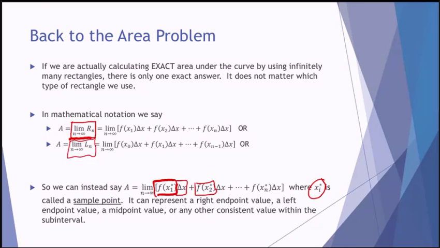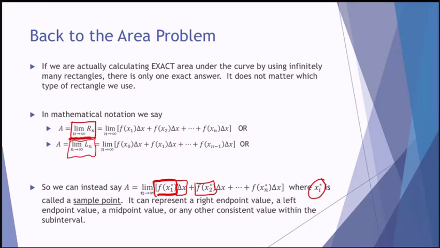Okay? We give this a name. We call that a sample point. So it can be the right endpoint value, a left endpoint value, any of them at all. So this is the notation that we're going to start using if we want to start having a conversation about the exact area under the curve instead of just an estimate or an approximation.